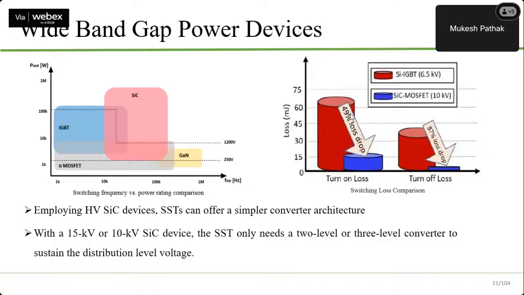So by employing SiC devices, SST offers a simple architecture with 15 kV or 10 kV SiC devices. SiC based SST will only need two level and three level converters as compared to multi level converters for Si based devices. So the topologies or the architecture becomes much simpler.